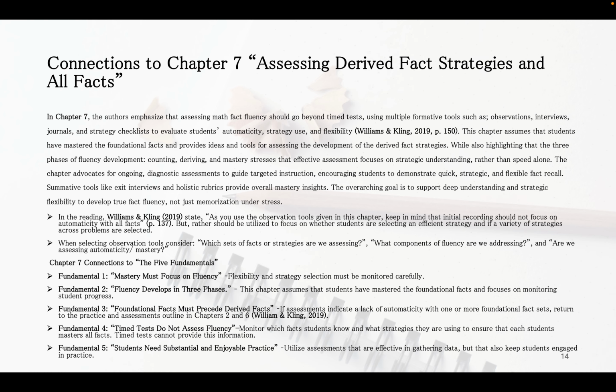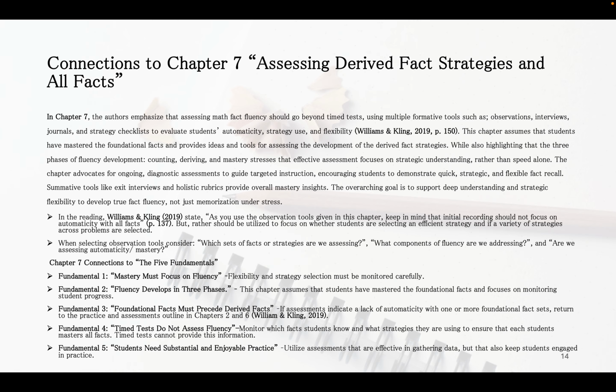The chapter really assumes that students have mastered the foundational facts and provides ideas and tools for assessing the development of the derived fact strategies, but also highlights the 3 phases of fluency development: counting, deriving, and mastery. It stresses that effective assessment focuses on strategic understanding rather than speed alone.